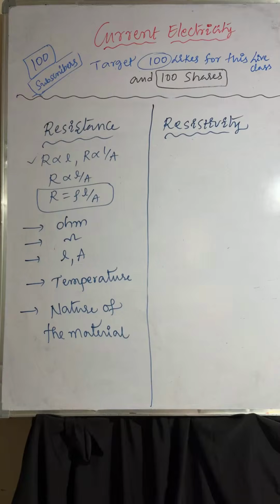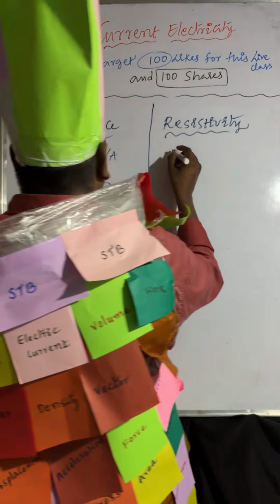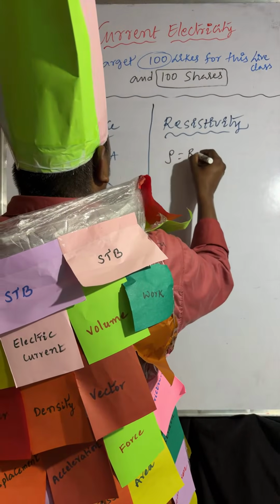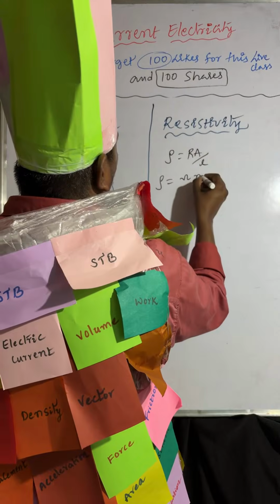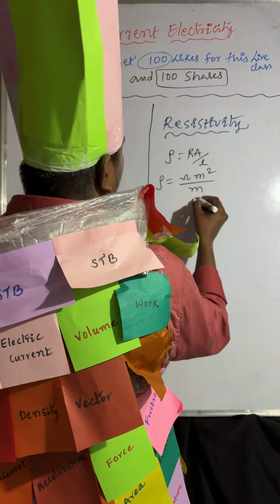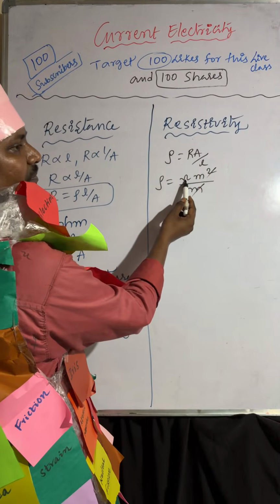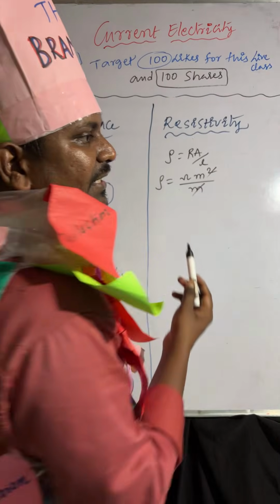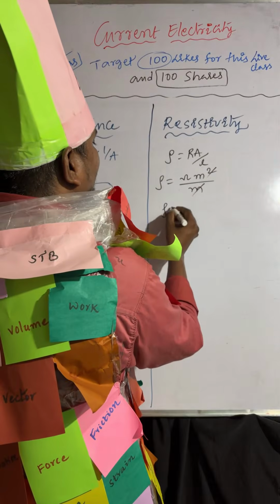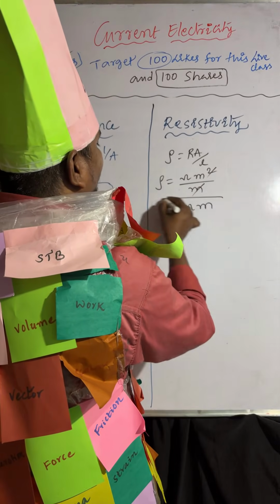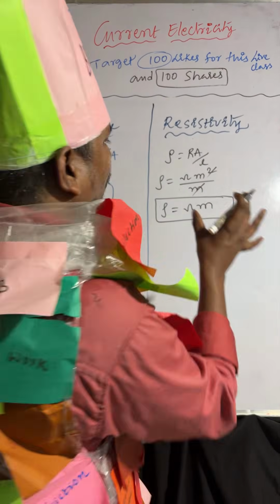Resistivity. I will explain the definition also. Resistivity is equal to RA by L. The SI unit of resistance is ohm, the SI unit of area is meter square, and the SI unit of length is meter. So meter gets cancelled, and the SI unit of resistivity is ohm meter.